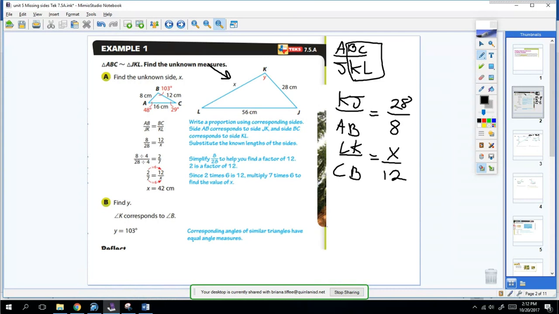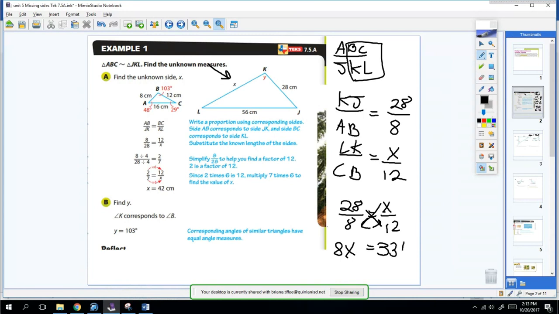So we're going to set these equal to each other because we know they're similar, so they have to equal the same thing. So we're going to do 28 over 8 is equal to X over 12. We're going to cross multiply. X times 8 is just 8X. 28 times 12 is, I believe, 366. Excuse me, 336. My bad.